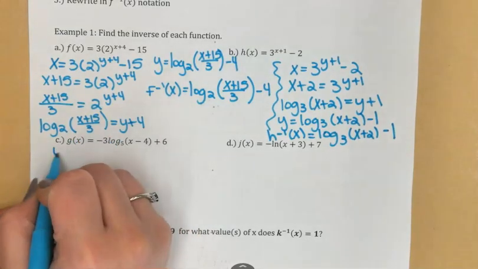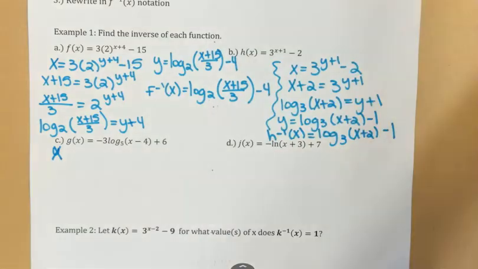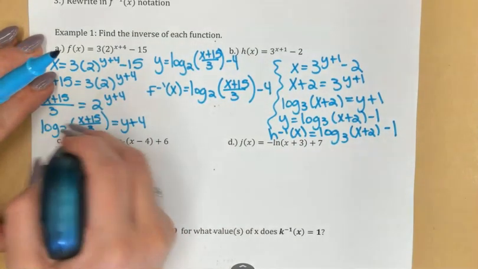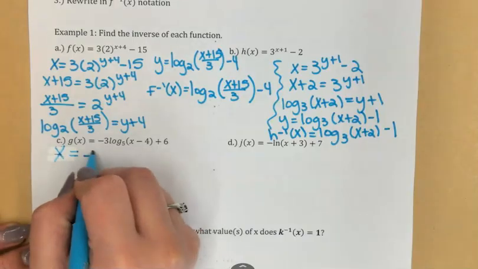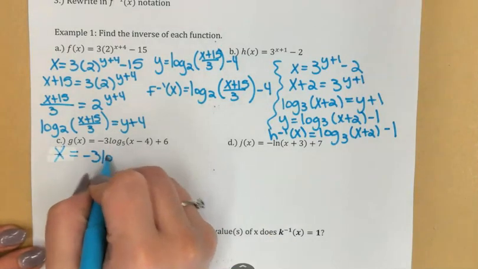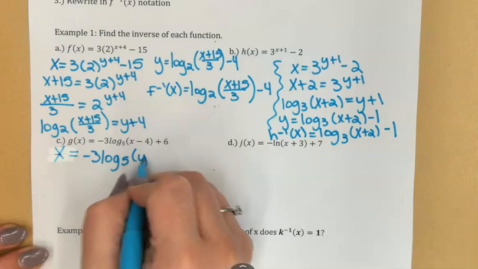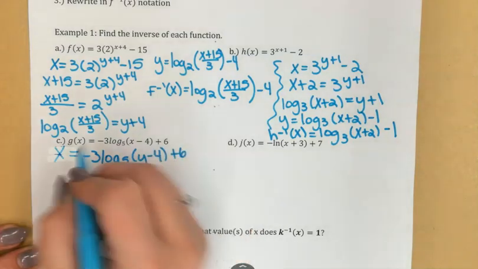Moving on to C, this time I have a log equation. So again, switching my x's and my y's. I started writing and talking at the same time and got switched around. So x equals negative 3 log base 5 of y minus 4 plus 6.